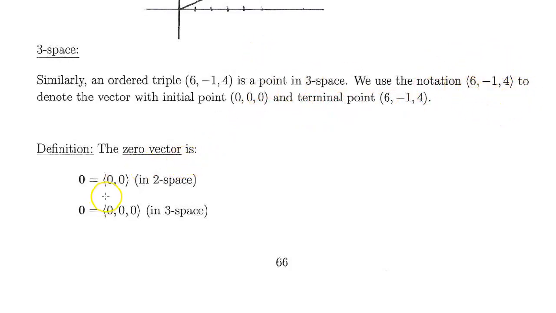Now the 0 vector, of course, is just ⟨0, 0⟩ if you're in 2-space, and it's ⟨0, 0, 0⟩ if you're in 3-space.